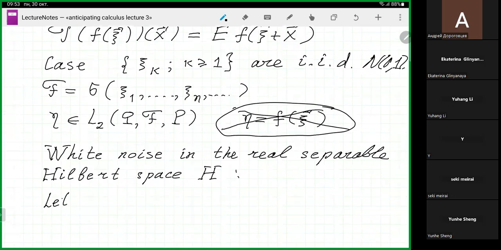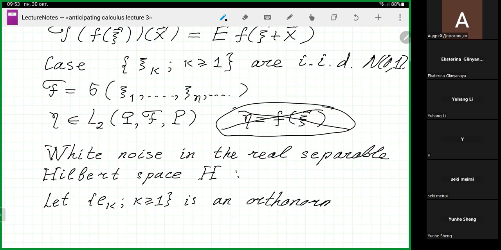Let e_k be an orthonormal basis in H. We know that if the Hilbert space is separable, it has an orthonormal basis, which is a sequence of pairwise orthogonal vectors which have length equal to 1.